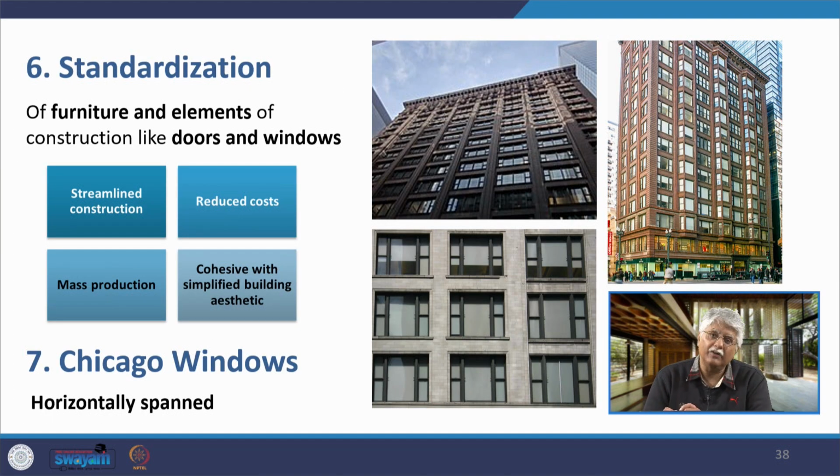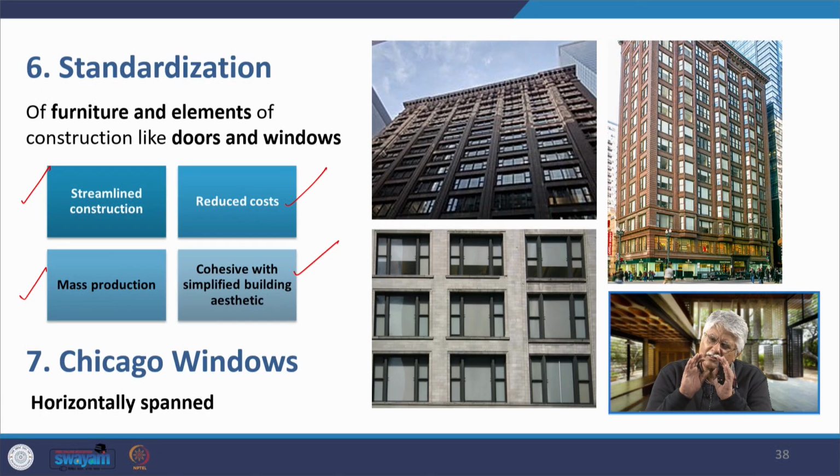Sixth was standardization. Standardization of furniture and elements like construction of doors and windows, etc. It all became standardized because everything was in a grid pattern. All the floors were identical, there was a typical floor plan, all the windows were identical, the door sizes were identical. The standardization became easy. It streamlined construction and reduced cost because of reduction in wastage of materials.